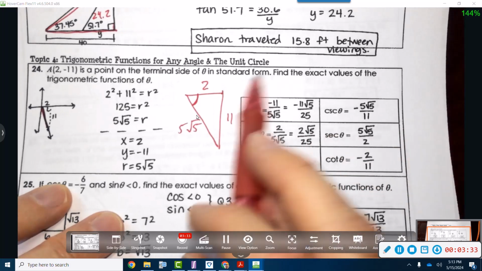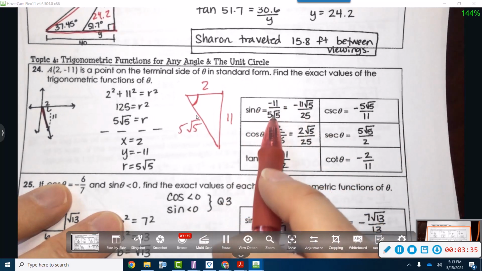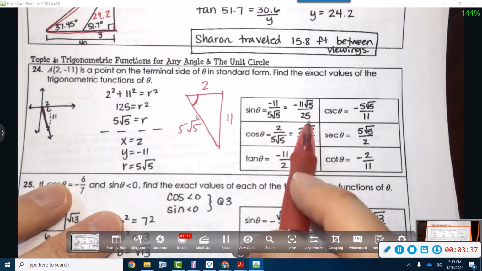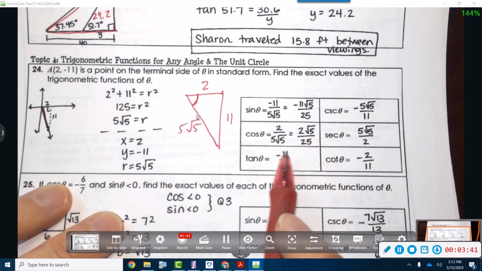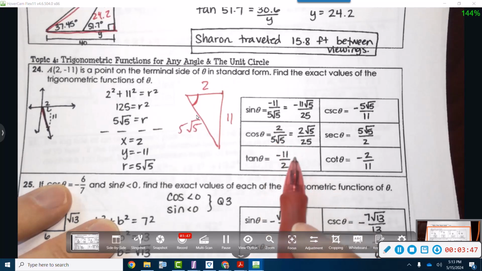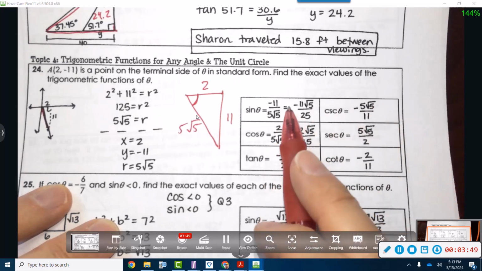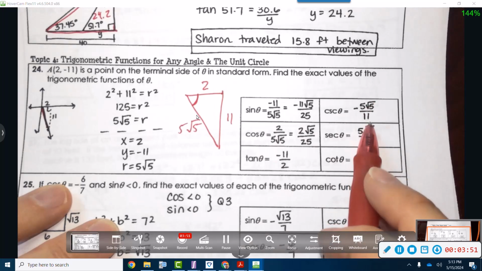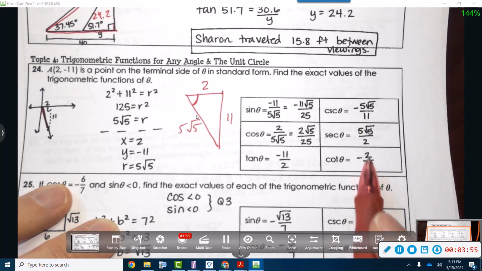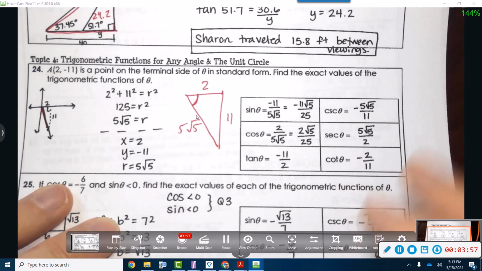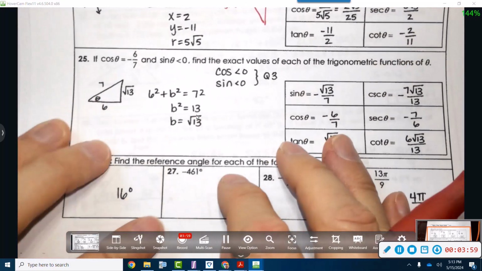Okay, so this is just O over A, reduce. A over H, reduce. O over H. A over H. Did I misspeak? I don't know. Over A. This is the reciprocal of this, so this would be H over O. This is H over A, and then this is going to be A over O. Okay, so we're just flip-flopping. All right, same thing here.